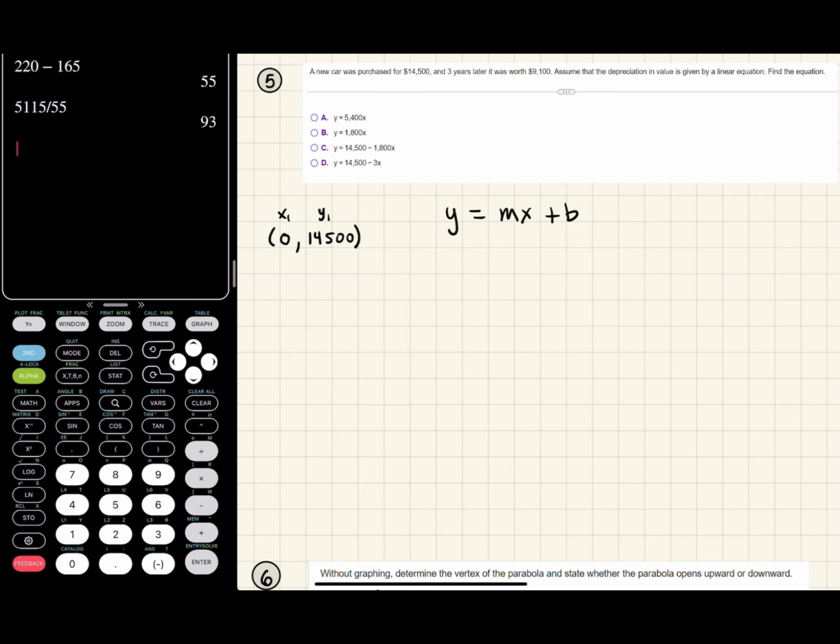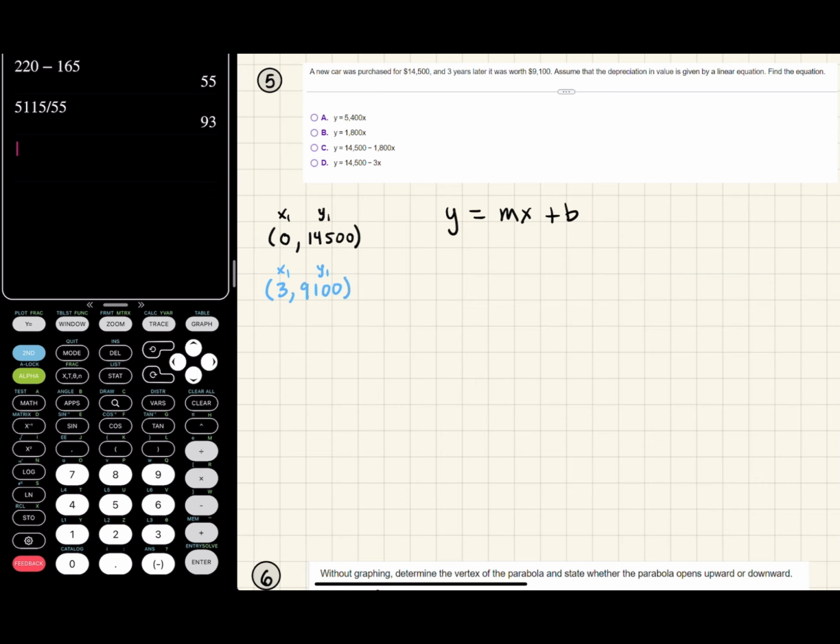And then 3 years later, so year 3, the car was worth $9,100. Well, now we've got 2 points. We can use those 2 points to find the slope, and then we can use that information to finally finish our linear equation. So let's do that.